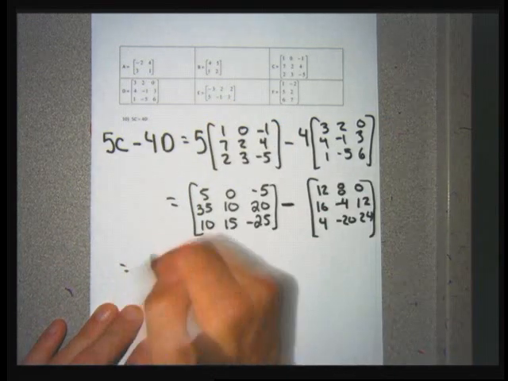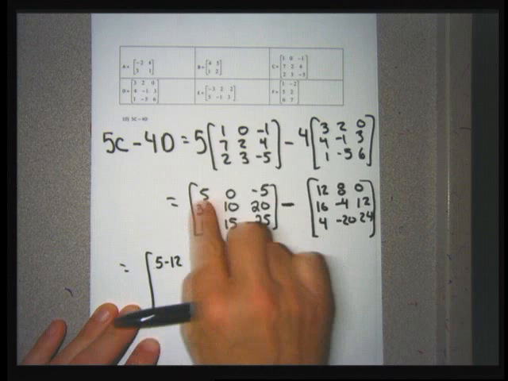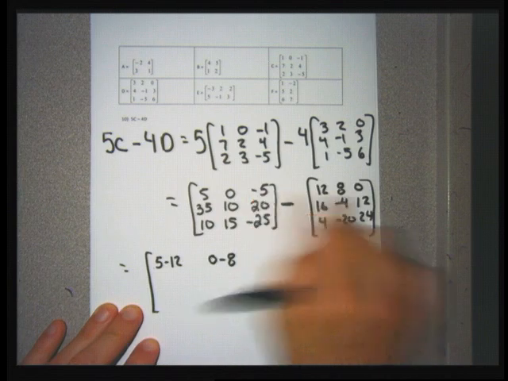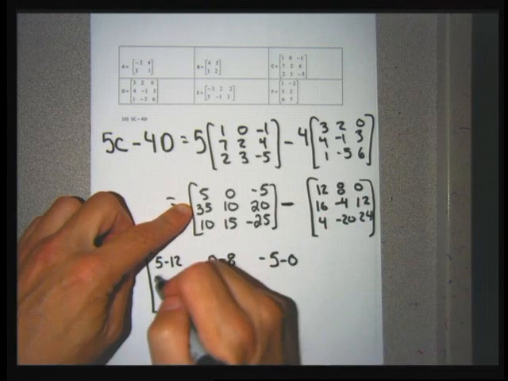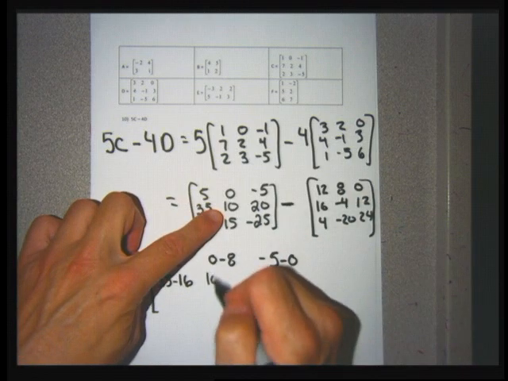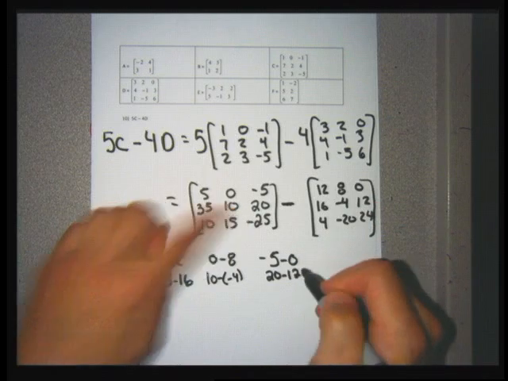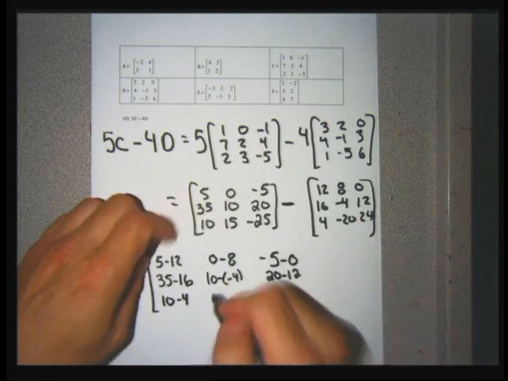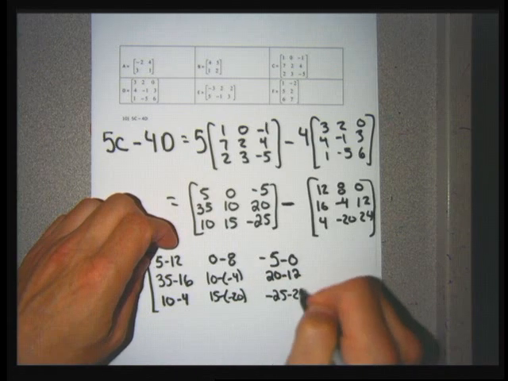To do subtraction, it's no different than addition. I'm going to subtract the components in their positions. So in the upper left, I'm going to go 5 minus 12. Upper middle, 0 minus 8. Top right, negative 5 minus 0. Second row, I'm going to start off with 35 minus 16, just subtracting the pieces in the right positions. And then 10 minus negative 4 in the middle, 20 minus 12 to finish out the middle row. Bottom row, 10 minus 4, 15 minus negative 20, and then negative 25 minus 24.